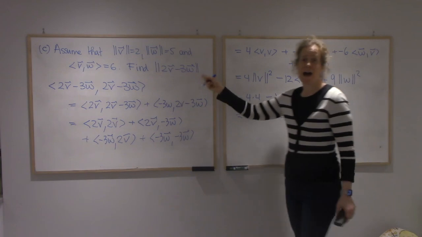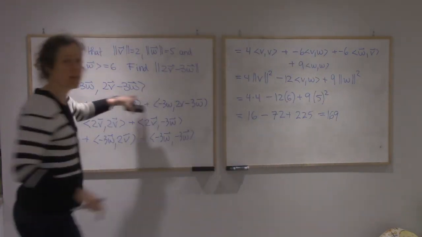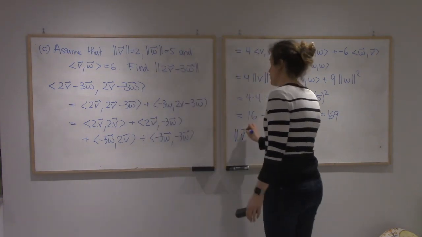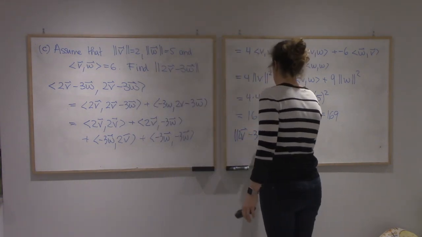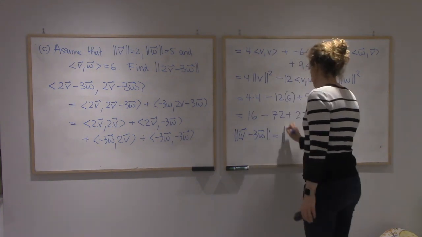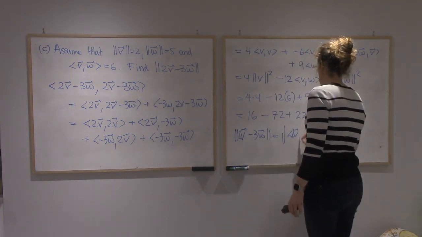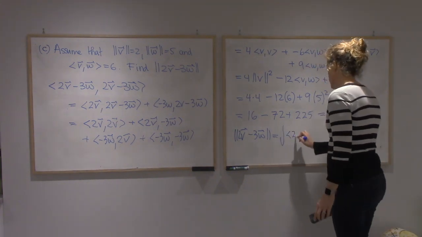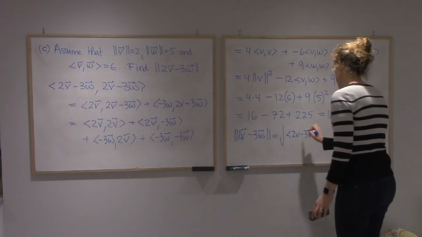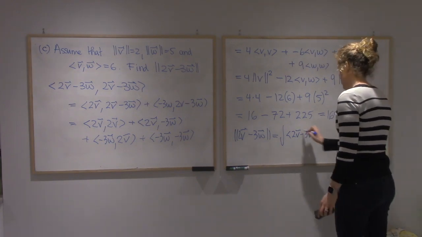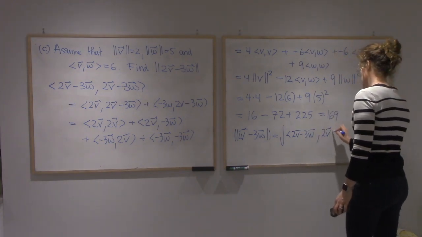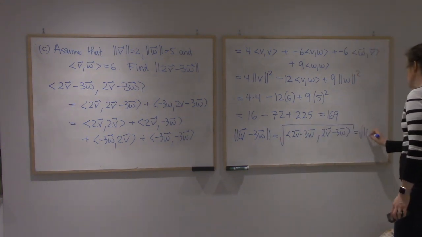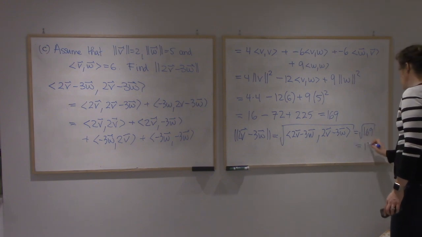That's not what I'm asked. I'm asked for the length. I found the inner product with itself, so I still need to take a square root. So the length of 2v minus 3w is the square root of the inner product I just found. And so the square root of 169, which is 13.